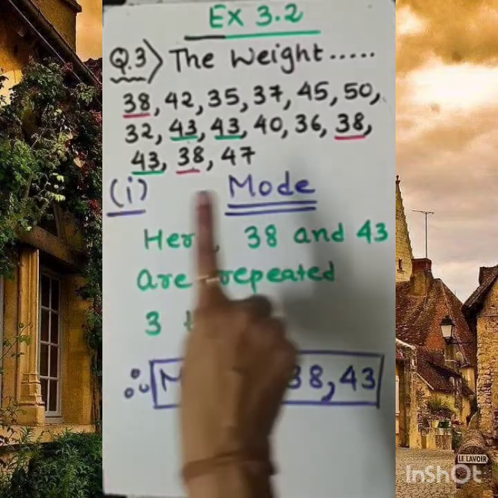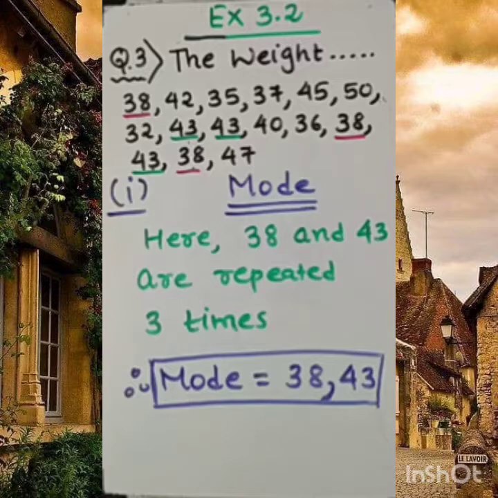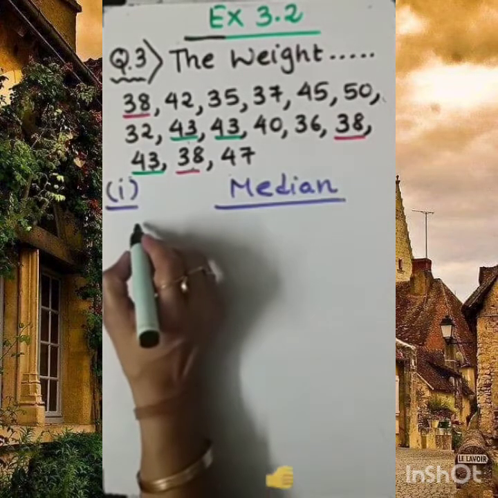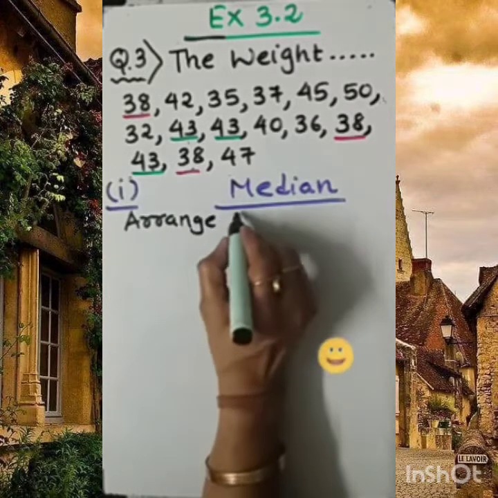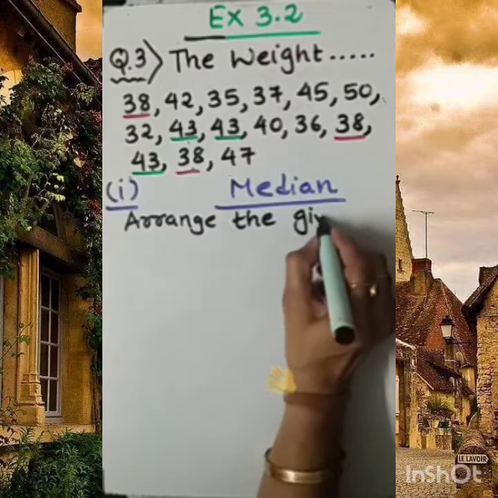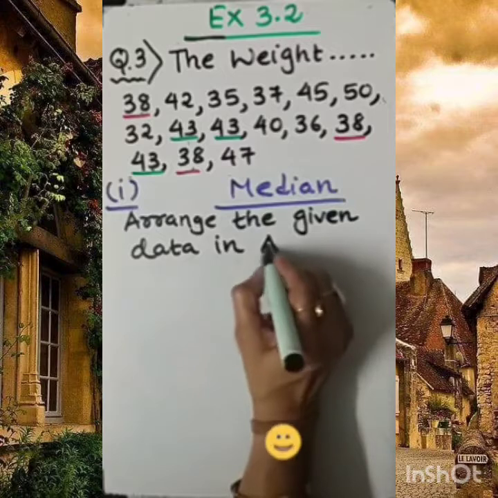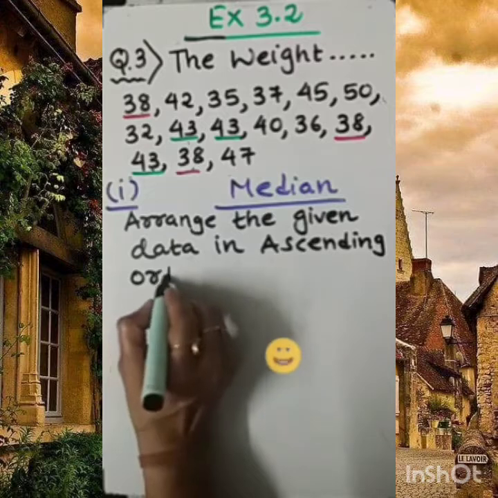In that question we were asked to find the mode, and now in the same question we have to find the median. So let's proceed for the median. How to find it? Let's work on that. For the median, the first condition is we need to arrange the given data in ascending order. Okay, so let me note that down. I am arranging them in ascending order first.